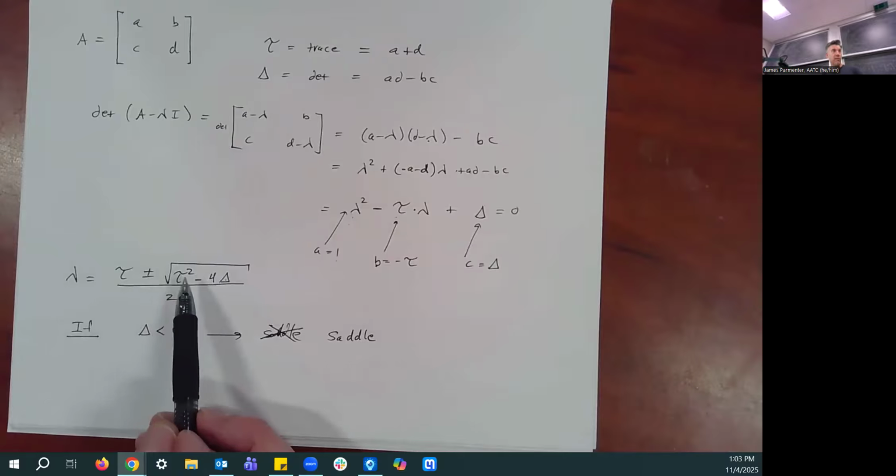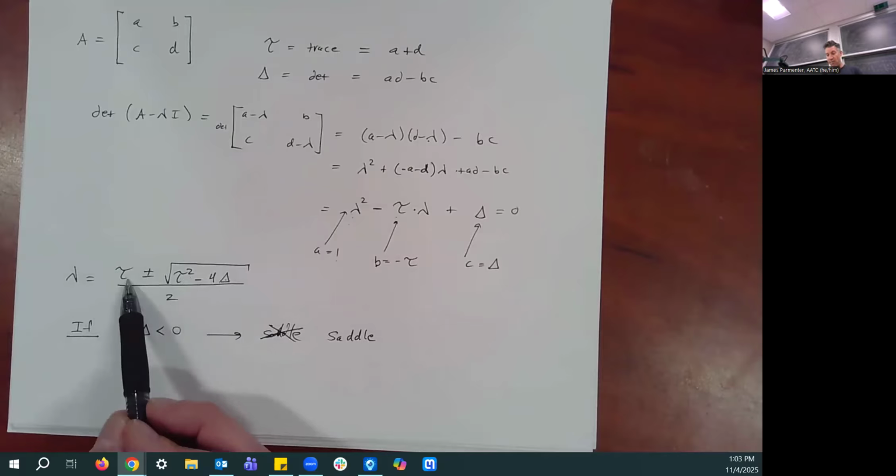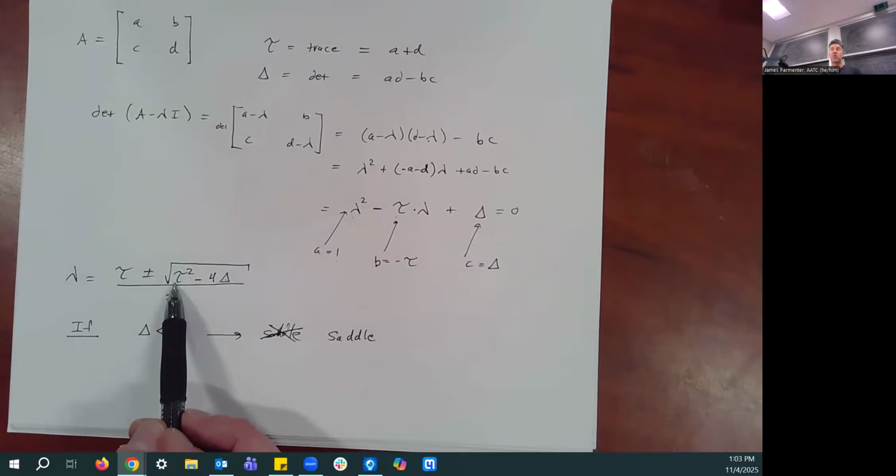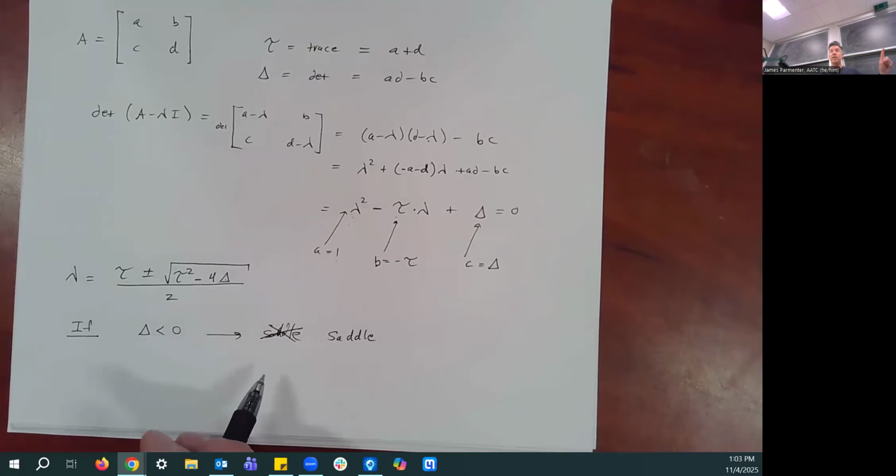Tau plus a number bigger than itself is going to be positive. Tau minus a number bigger than itself is going to be negative. So if your determinant's negative, you automatically have one positive eigenvalue and one negative eigenvalue. There is no other possibility there.